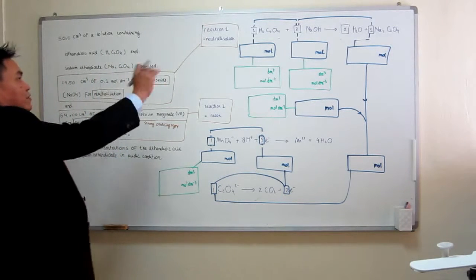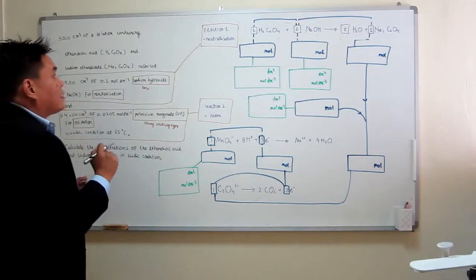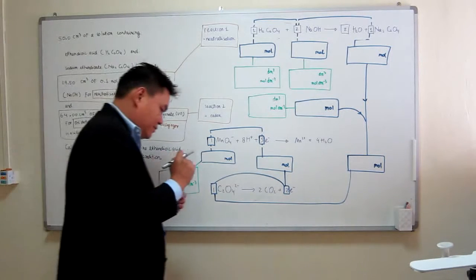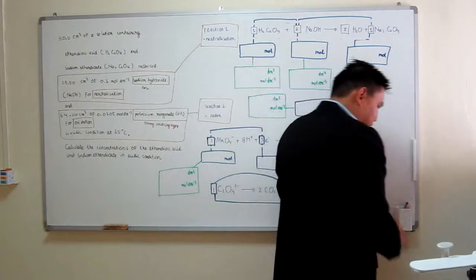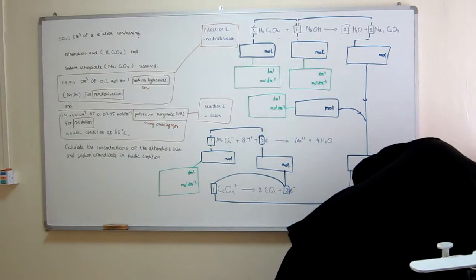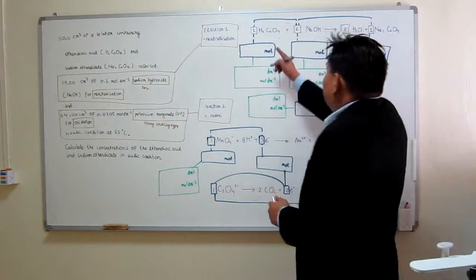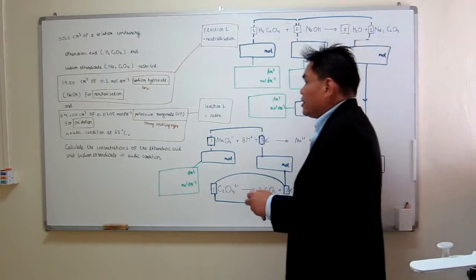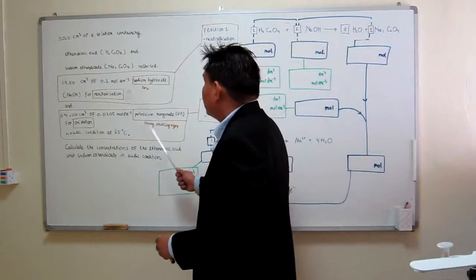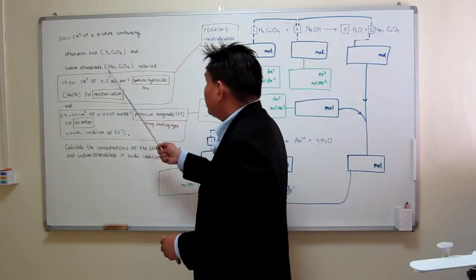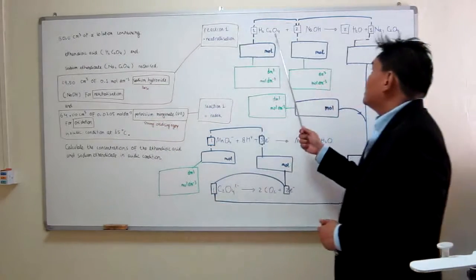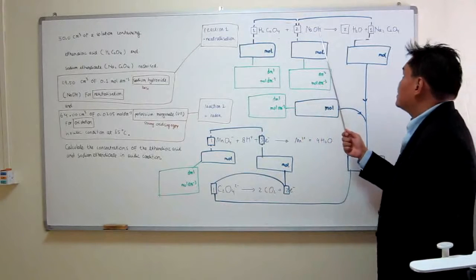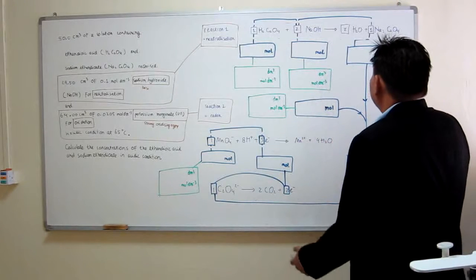Now we are going to write down the chemical reaction one by one. For reaction 1, reaction 1 is a neutralization. So you have acid and base, H2C2O4 and NaOH. Of course they will react.